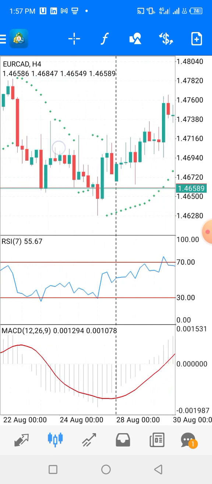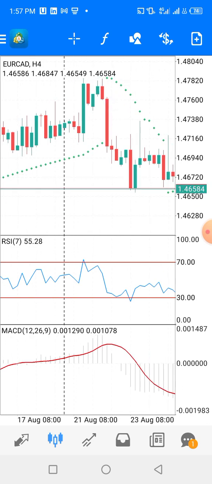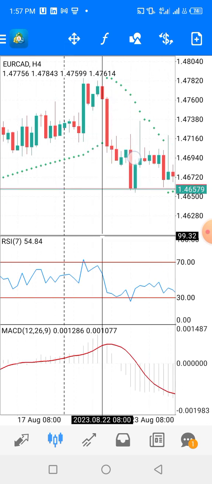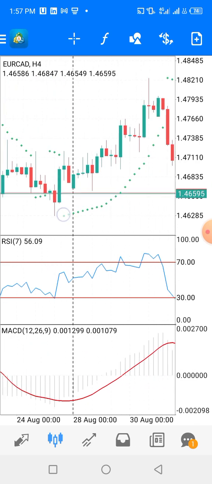Now let's look at our Parabolic Sar over here again. Here too, it is telling us that we should sell. Can we sell? We can't sell because the RSI is already below the 70 range. So let's continue and move forward.